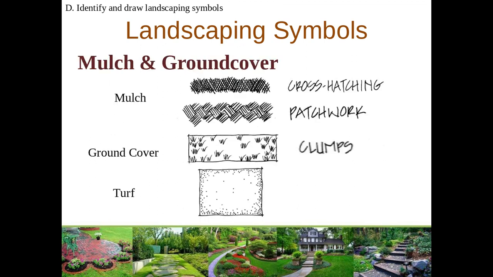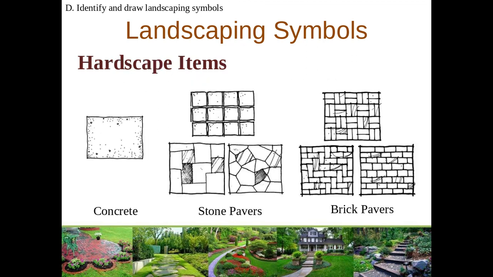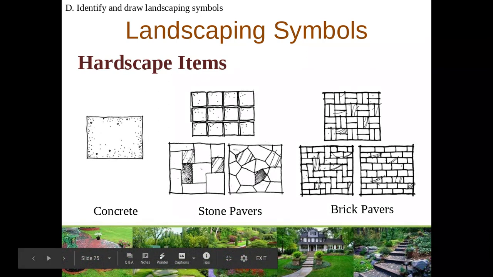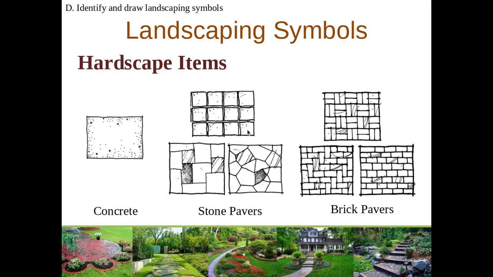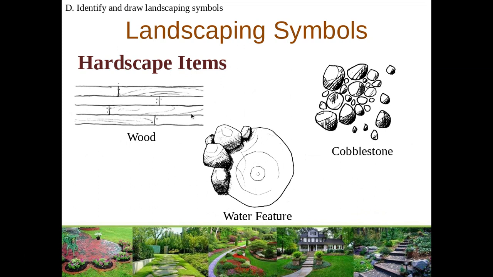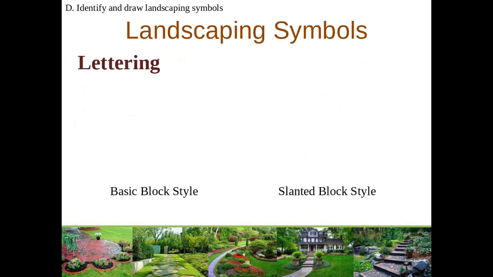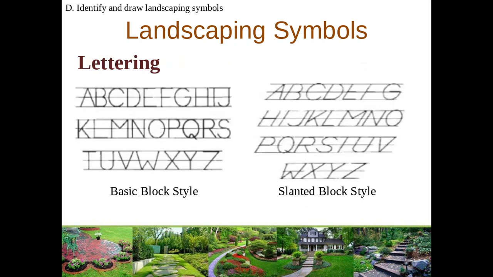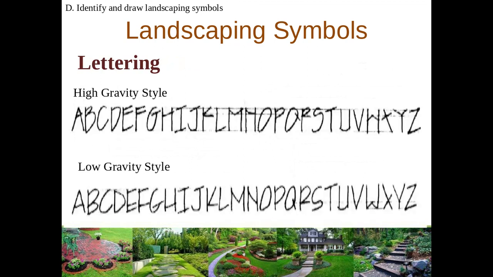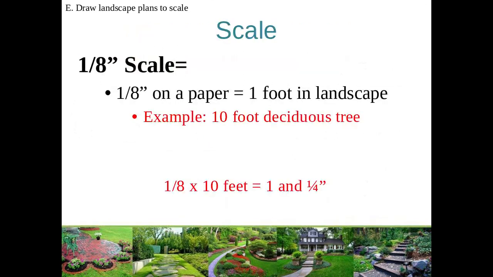We have ground covers, right? So we have some cross hatching, patchwork, clumps, turf, right? You just put little specks basically down for turf. Concrete, stone pavers, brick pavers, right? Then we have wood and a water feature, cobblestone, right? There's all these different symbols that we can use. They even have specific lettering types, right? Which we don't really need to see.